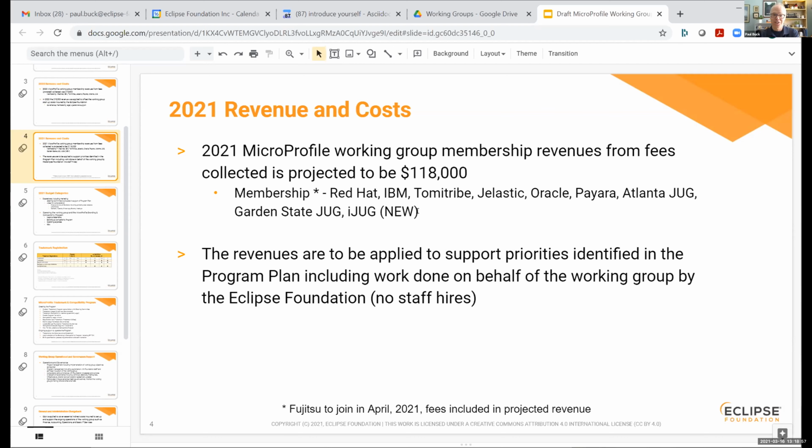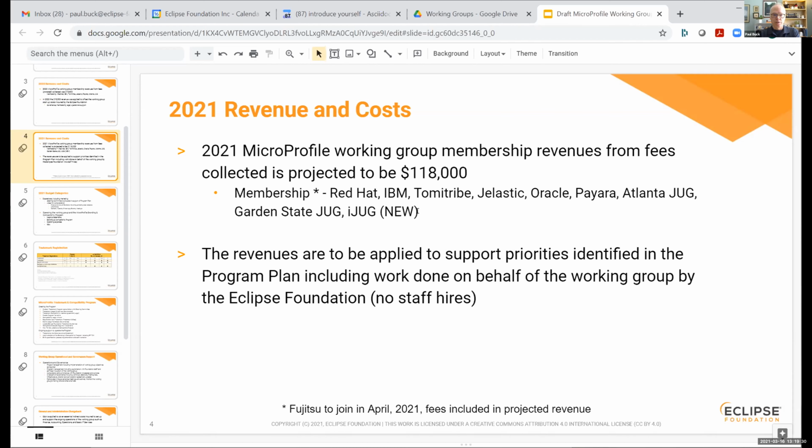All right. And additionally, on the membership front, in April, Fujitsu will officially join MicroProfile as well. They're a strategic member of the Jakarta EE working group, and signed on to support MicroProfile, but will officially join the working group in April. And we will ask Kenji to let the community know in April when their membership transpires.